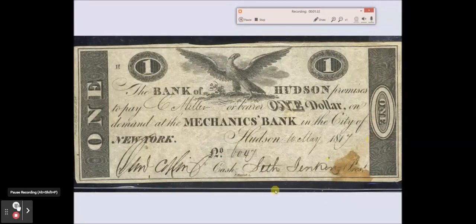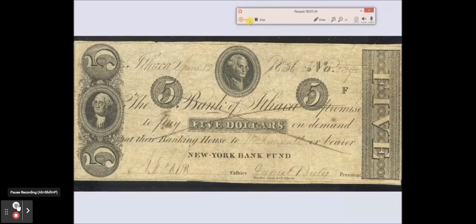Mechanics Bank in New York. The Bank of Ithaca, so this is in New York. Rodden's name comes up again. Rodden, Clark and Company, Albany. I can't see the date on this, but I saved it with the year 1836. So this is probably from 1836.